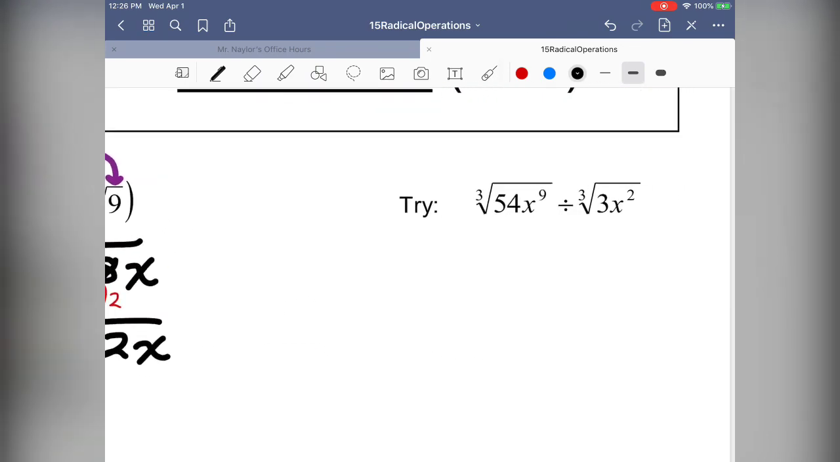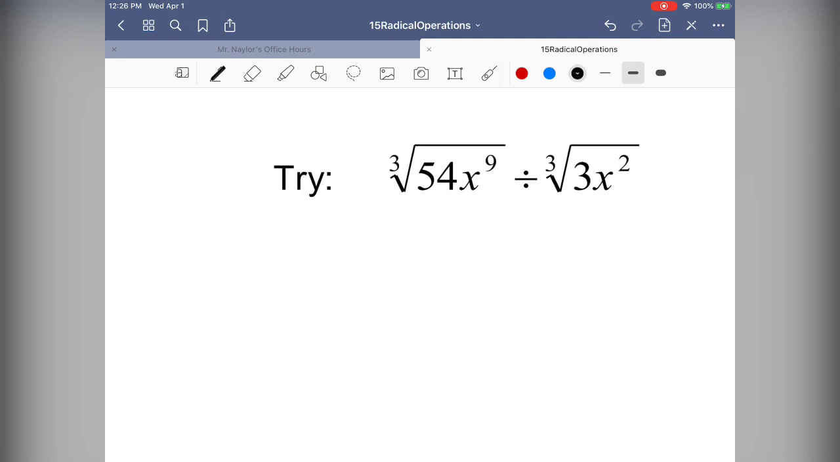Ready to try one on your own? It's a division problem. So instead of multiplying the numbers underneath, why don't you divide the numbers? Okay, I'll show you how to do it, but I encourage you to think about dividing the numbers to get started.